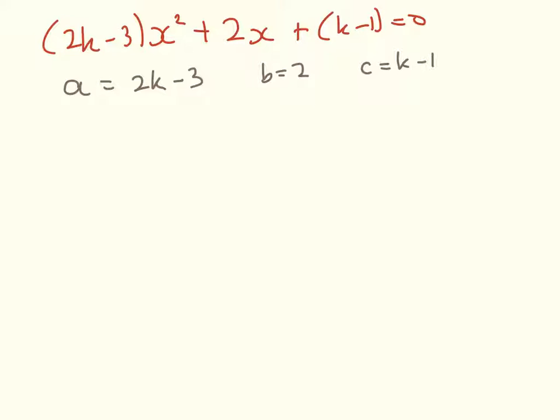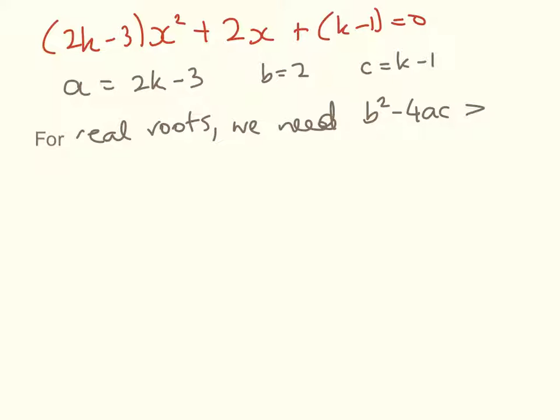So we need to make a statement that goes something like this. Probably easiest just to use the pen. For real roots, what do we need? Well, we need b squared minus 4ac is greater than or equal to 0. And that's assuming 1 or 2 of them.